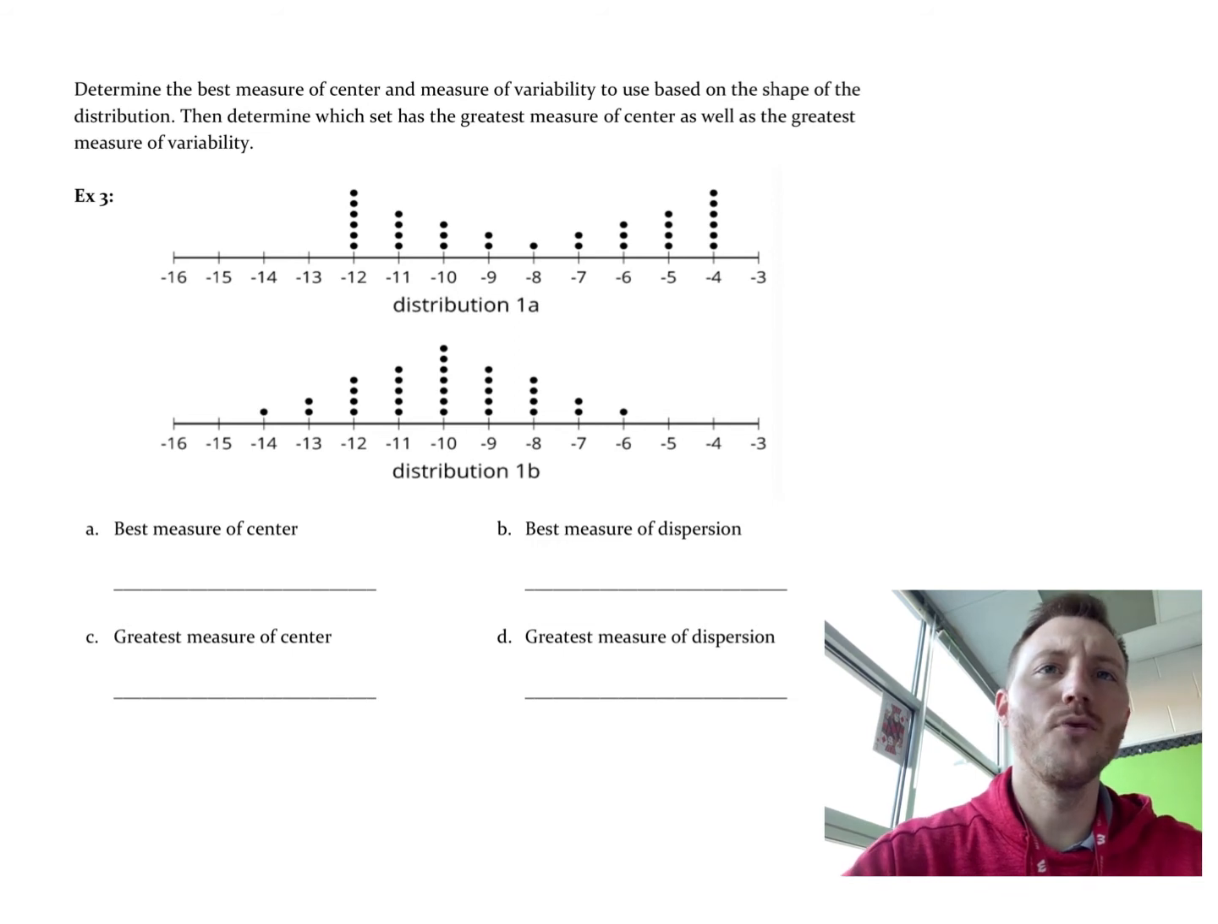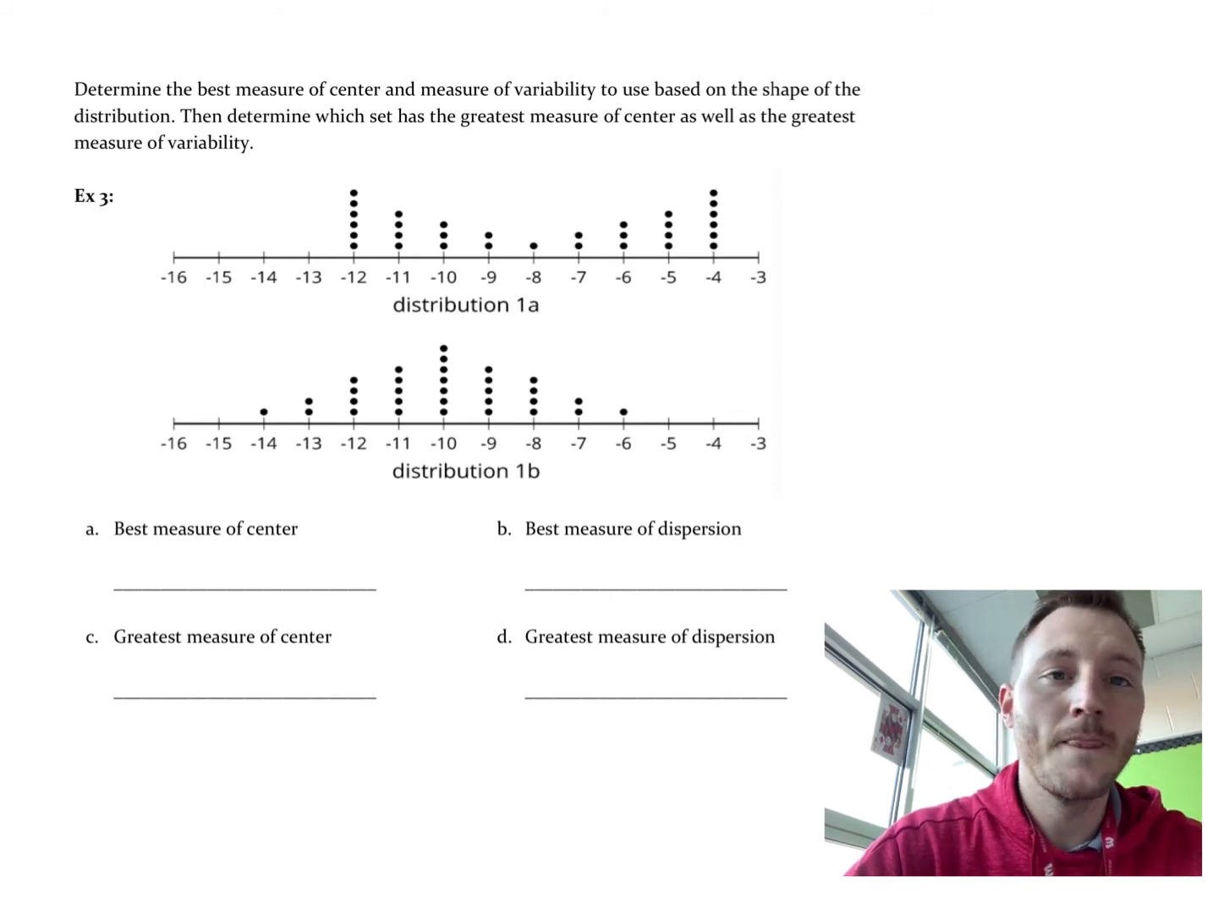So on example number 3, it says determine the best measure of central tendency and measure of variability to use based on the shape of the distribution, then determine which set has the greatest measure of center as well as the greatest measure of variability.